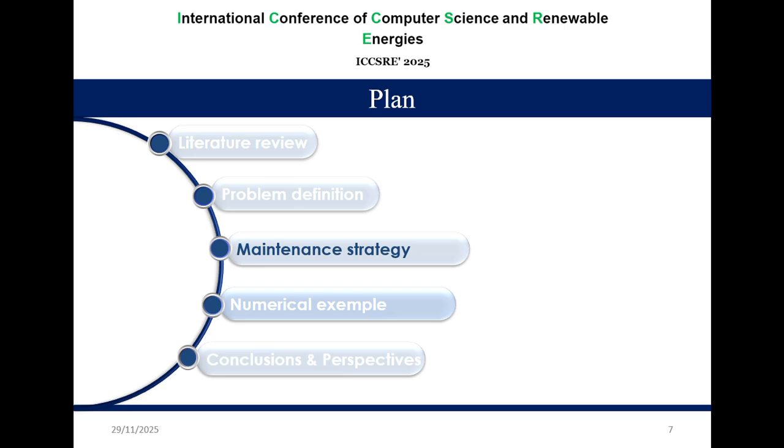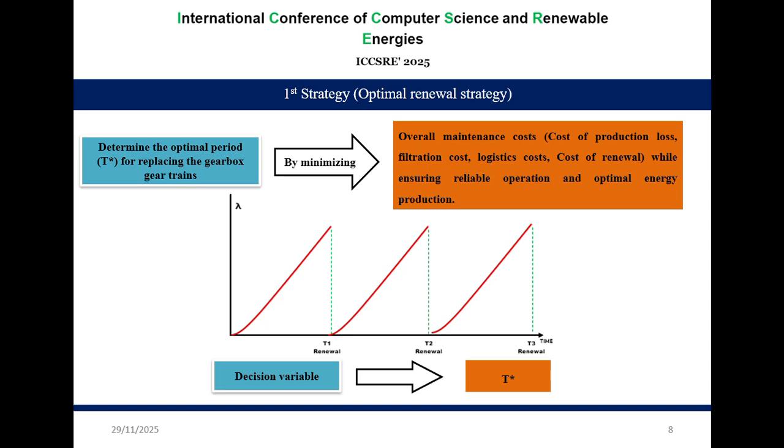So then we model two types of maintenance strategies. So the first strategy is an optimal renewal. We will determine the optimal period T start for replacing the gearbox gear trains by minimizing overall maintenance costs. These costs are cost of production lost, cost of filtration, logistics cost, and cost of renewal, while ensuring reliable operation and optimal energy production. Our decision variable is T start.